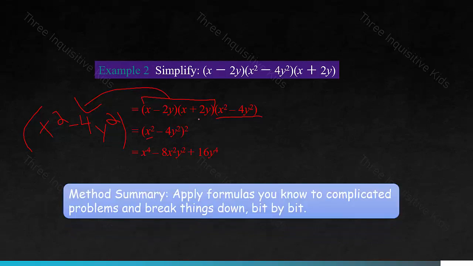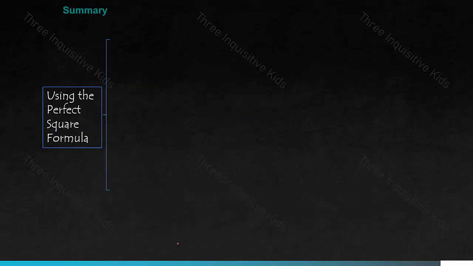Apply formulas you know to complicated problems and then break things down bit by bit. So you can see that we usually need to use the square difference formula once and the perfect square formula once. Class summary. Today we learned about using the perfect square formula.